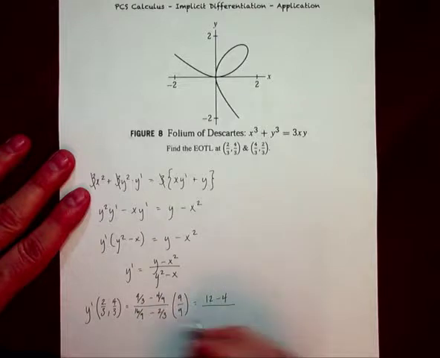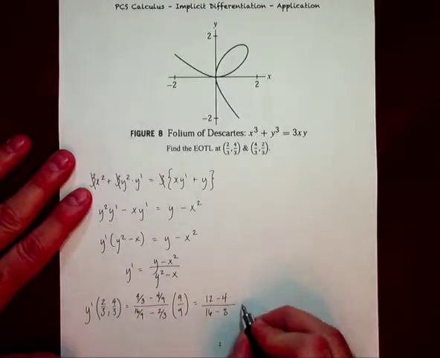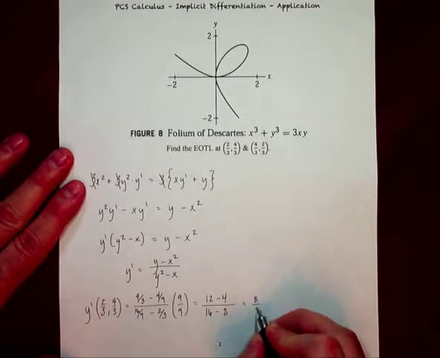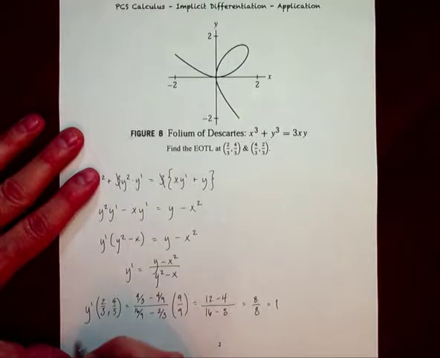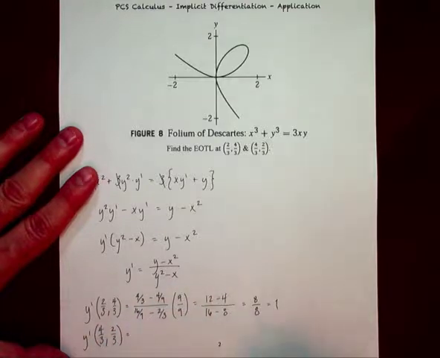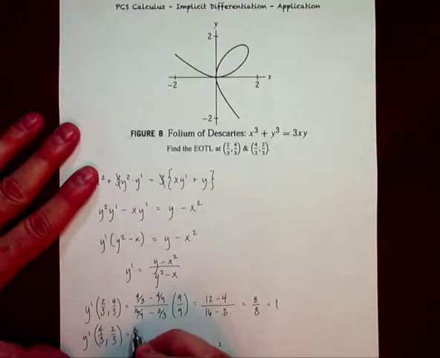When I do the same thing here, it's going to be 16 minus 8. Therefore, it is 8 over 8, which is 1. All right, let's go ahead and see what happens when I'm looking at the (4/3, 2/3). When I do this, it's going to be 2/3 minus 16 ninths. And then, of course, the y squared is going to be 4 ninths minus 4/3.